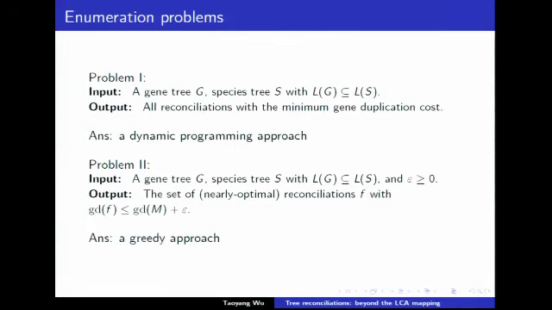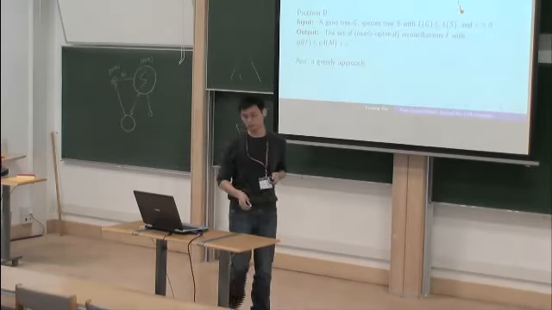This is a great approach, because the basic idea is we have a structure here. This is a poset of all reconciliations. And we know the LCA is the minimum one, which is optimal. The nearly optimal ones, which are defined this way, are actually connected here. So by a greedy algorithm, we can find them all.